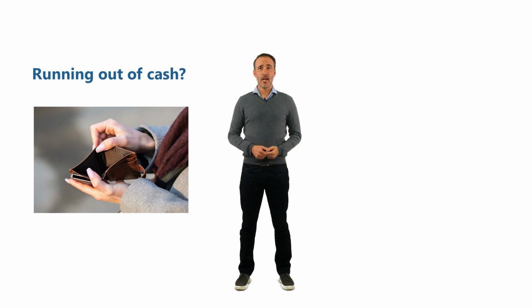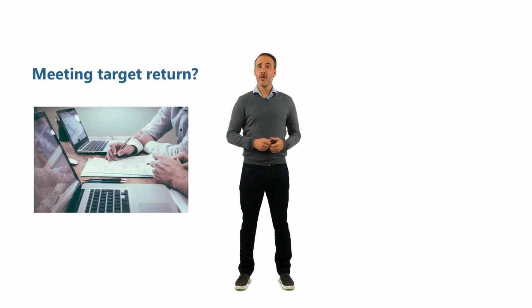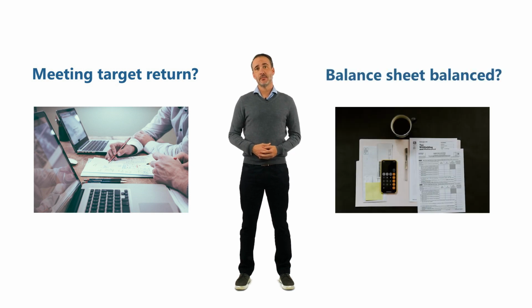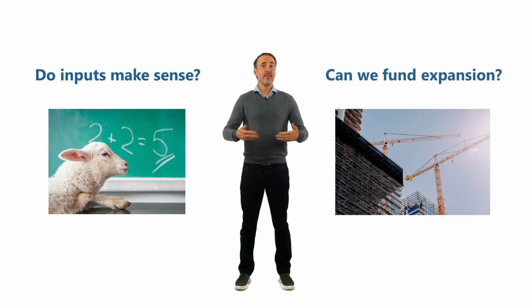But look, some common checks in financial models include: is our business forecast to run out of cash in any future period? Are we forecasting debt to be repaid on time? Is the business forecasted return meeting our required return? Does the balance sheet balance? Have you perhaps entered a nonsensical input? Or perhaps, do we not have enough money to fund an expansion? Look, there are many, many more, but these are at least a few examples.